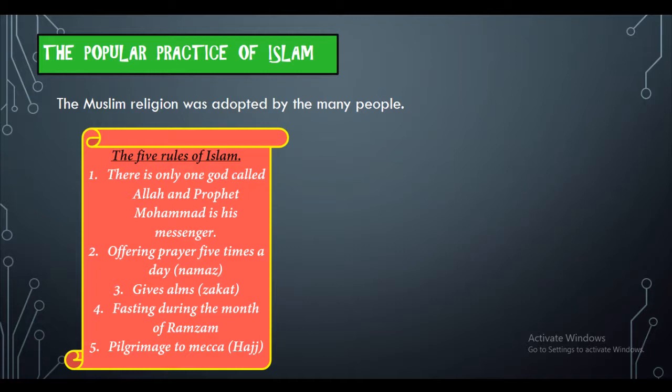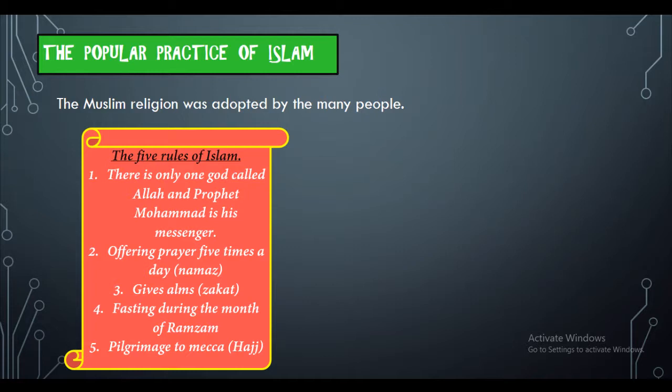So the first rule is that there is only one God called Allah and the Prophet Muhammad is his messenger. The second rule is that they have to offer prayer five times a day, which is also known as namaz. They have to pray namaz five times a day. And the third rule is that they have to give alms, which means they have to give donations to the people.